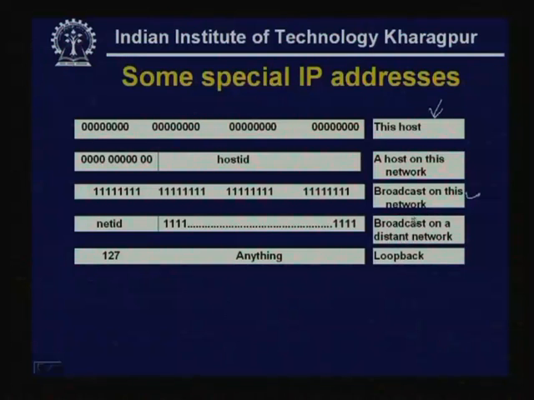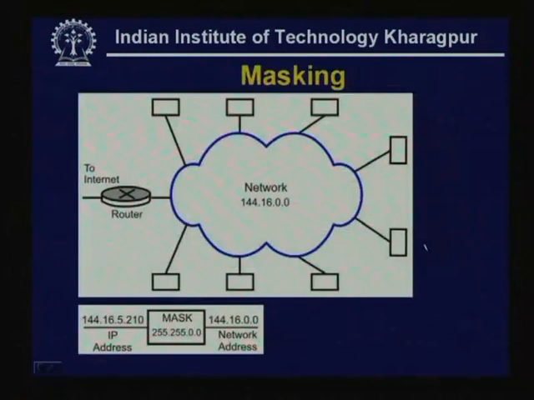On the other hand, for a broadcast on a distant network, you will give the network ID and the remaining fields can be all 1. You are trying to broadcast to a distant network, and the net ID is given. And whenever you want to do loopback, you want to receive on the same host, then it can be 127, and the remaining bits can be anything. So, these are some of the special IP addresses.